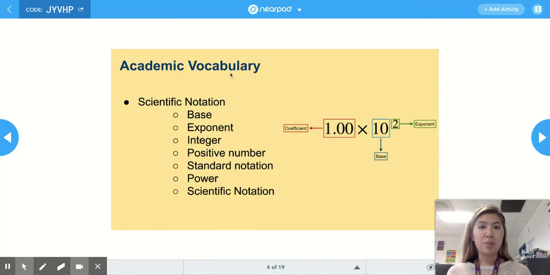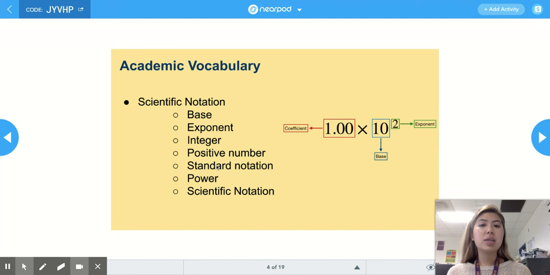Some academic vocabulary for today: there are 3 parts in scientific notation. The first is the coefficient, and that's a number between 1 and 10. The second is the base, which in scientific notation will always be 10. And the third part is the exponent, which is an integer, so it can be positive or negative.